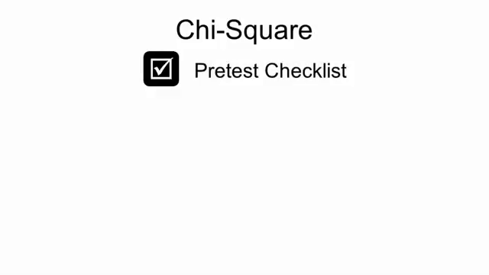To satisfy the pretest checklist for chi-square, there should be at least 5 items per cell. We'll be able to verify the cell counts when we run the actual chi-square test.